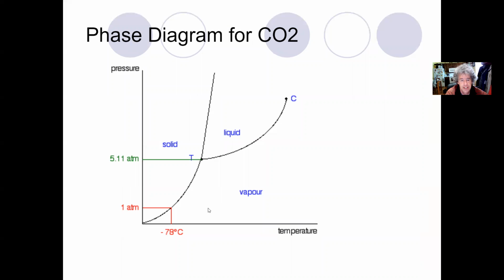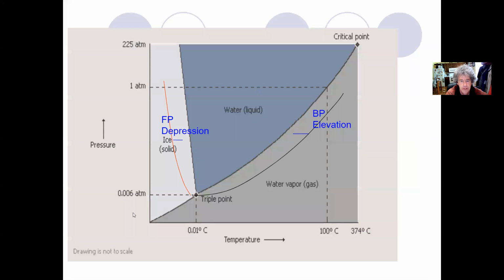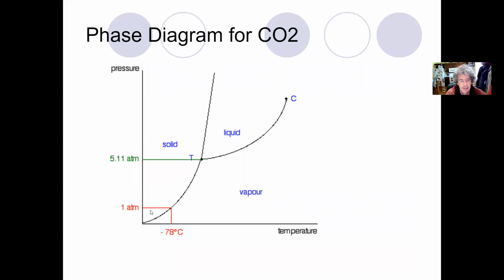Okay, so this would be a phase diagram for CO2, or carbon dioxide. Notice that the triple point for carbon dioxide is at 5.11 atmospheres. At 1 atmosphere, liquids are up here. At 1 atmosphere, if you increase the temperature, you go directly from a solid to vapor. And that's why dry ice doesn't melt. It just sublimates in normal atmospheric pressure. So it goes up here and again, it goes directly from a solid to vapor.